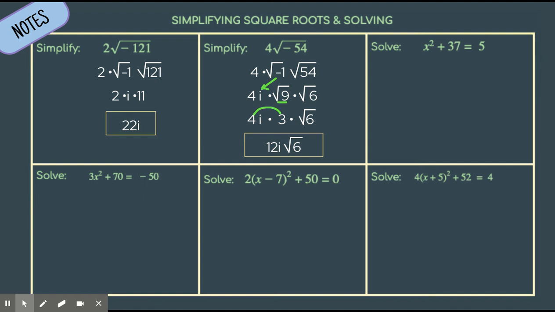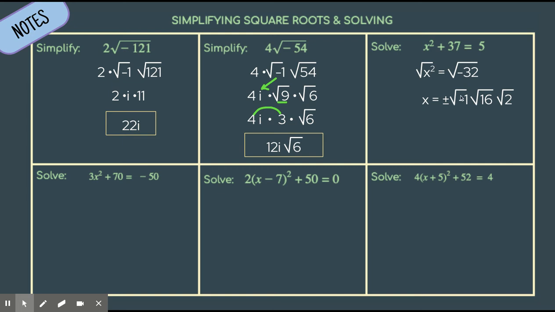And then the third one on the top says solve instead of simplify. For this one, you want to get x squared all by itself. So I'm going to subtract this 37 to the other side, and that makes negative 32. Then I need to take the square root of both sides. And when I go to do the square root of 32, because it's negative 32, that's going to make a square root of negative 1 out front. That's going to turn into my i.